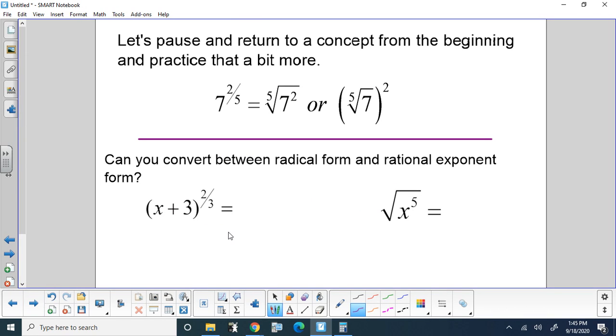Let's just pause for a second and review converting between the two. This was the example from the beginning, 7 to the power of 2/5. The power of 2/5 is called a rational exponent. I can rewrite that rational exponent as a radical by putting the 5, or denominator of the fraction, as the index number and the 2, or the exponent part, as the power. Notice that I have the flexibility to put it in either spot. Pause the video and try to rewrite the next two. The first one will be rewritten into radical form and the second one into a rational exponent form.